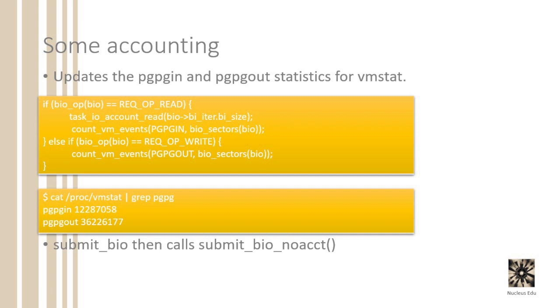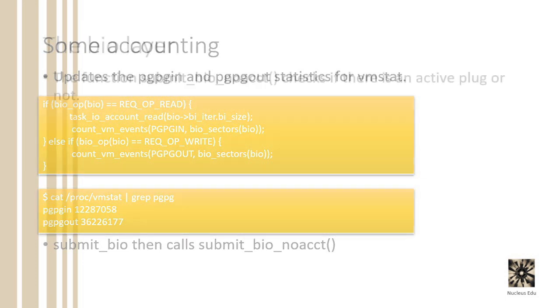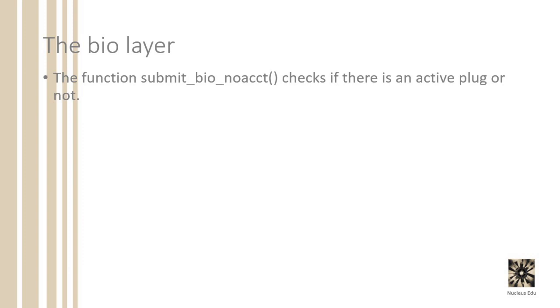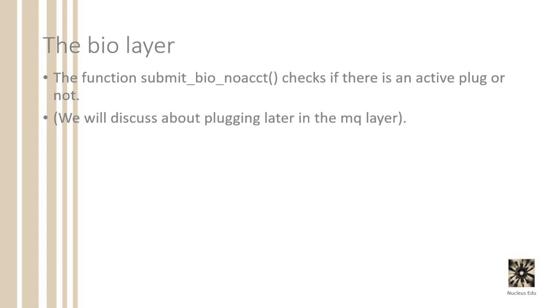Right after this accounting, submit_bio then calls the submit_bio_noacct function. The first thing this function does is check if there is an active plug or not. We will discuss plugging later in the MQ layer, but this is the first time we'll be getting a hint of this. Right now it doesn't do much, just updates a few things like the no-wait flags, but the main feature, what plug does and how it operates, we would see in the multi-queue layer, which will probably be in the second video.